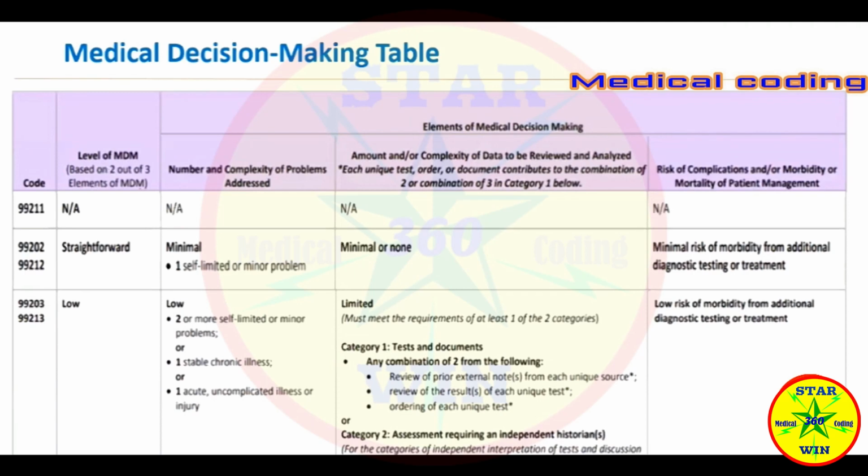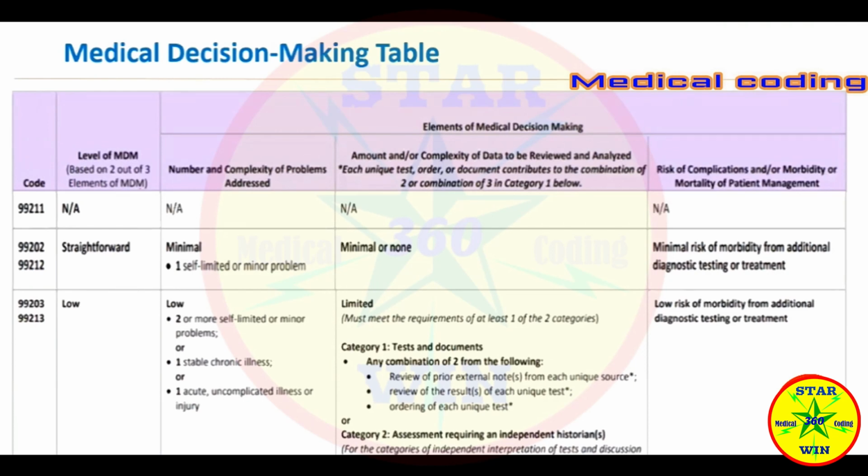So yes, we already know there are 4 types of levels: straightforward, low, moderate, high. 4 categories of levels. But to assign a level of service, we still need only 2 elements out of 3. Okay, coming to the third column, which is elements of medical decision making. Again, it is divided into number and complexity of problems addressed, nothing but table A for our better understanding.